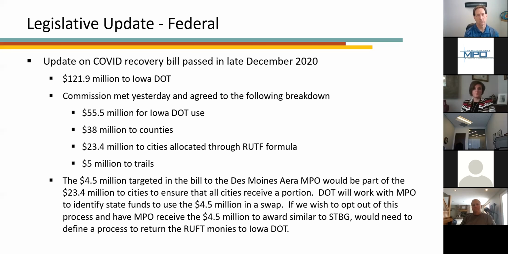So I don't know if there's any questions or feedback on this at this time. Any questions for Dylan? Feedback on this? I mean, the question I guess I would have for members is that the 4.5 going through the road use tax fund means everybody gets a little bit in the metro, whereas the 4.5 could be used on a couple of projects to really finish them off if we brought it to the MPO.